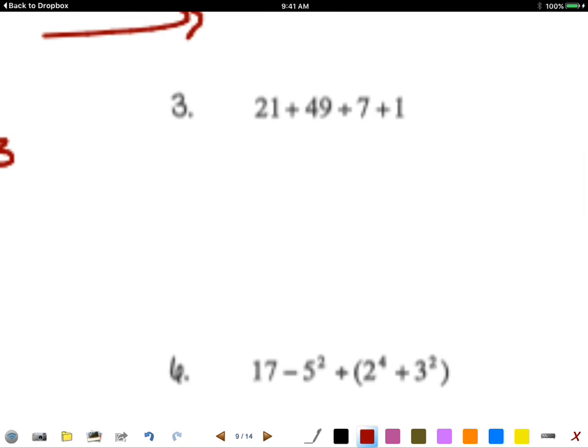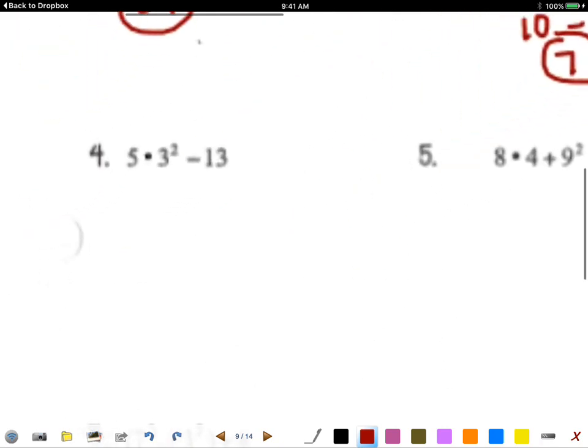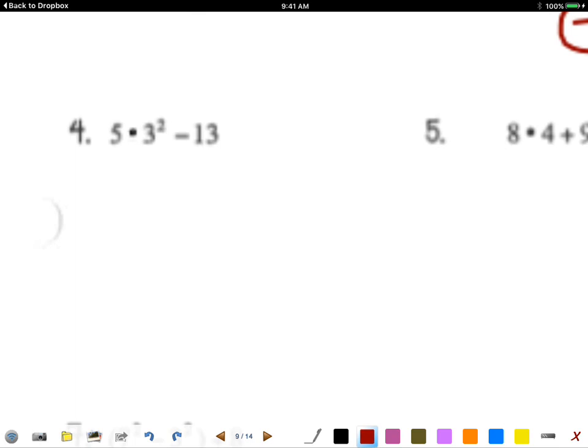Number 3. No parentheses, no exponents, but we do have division right here. So bring down your 21 plus 49 divided by 7 is 7. Bring down your plus 1. Then starting from left to right, 21 plus 7 is 28. Plus 1 is 29. Good.